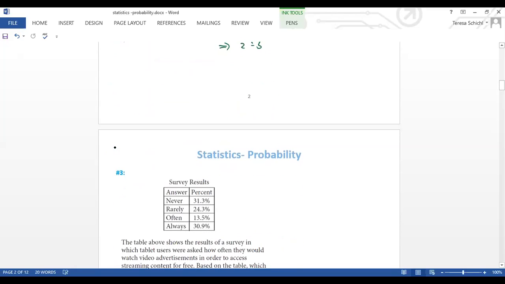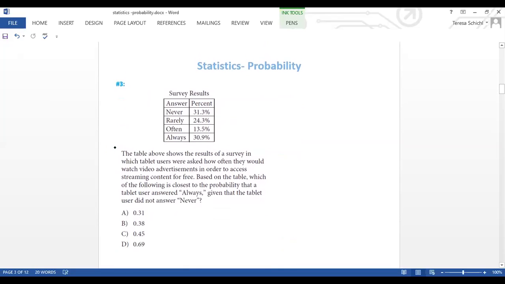Okay, now let's see here. This is the survey results. The table above shows the results of a survey in which tablet users were asked how often they would watch video advertisements in order to access streaming content for free. Based on the table, which of the following is close to the probability that a user answered always, given that the tablet user did not answer never?